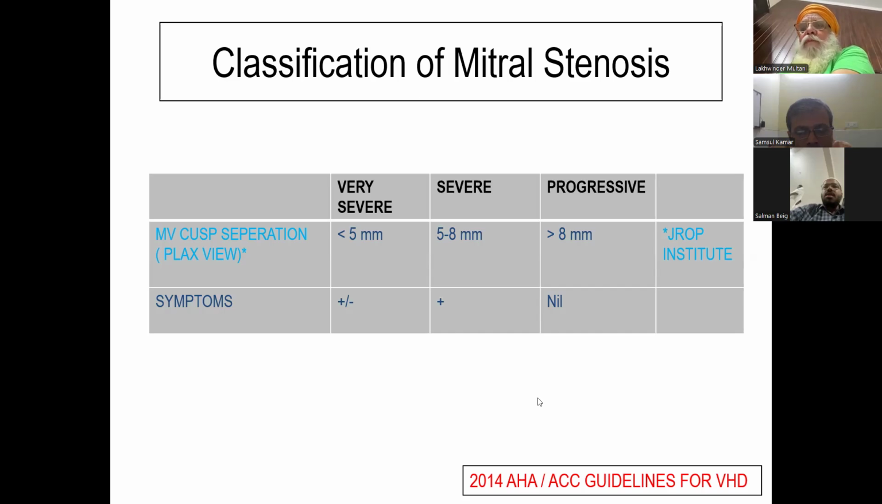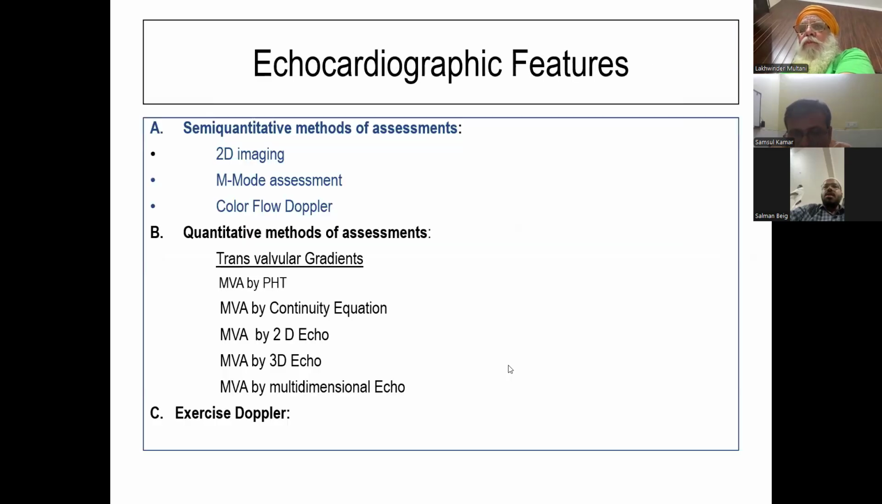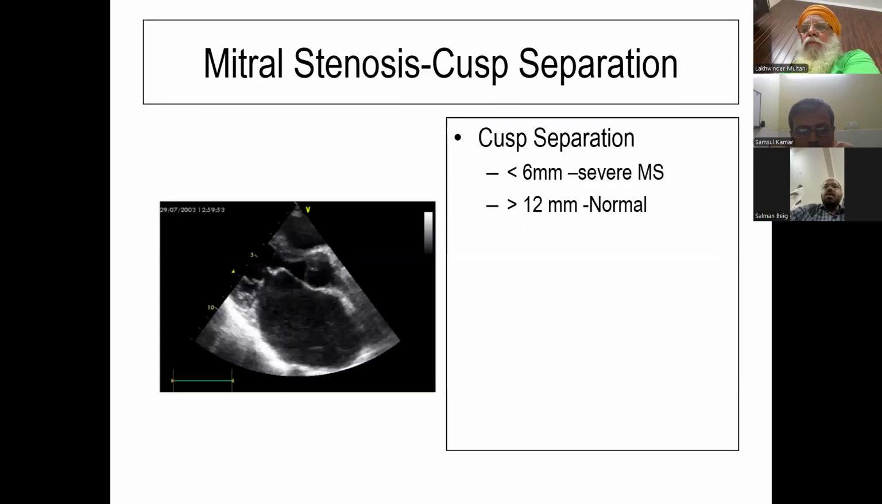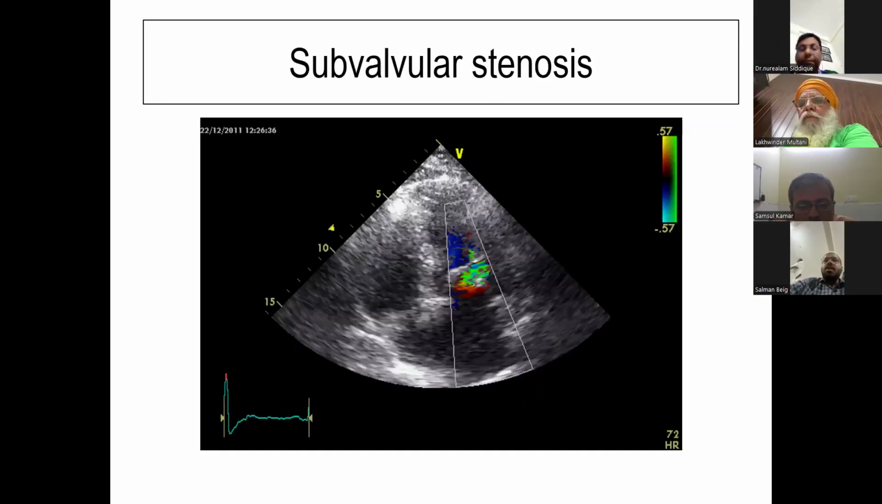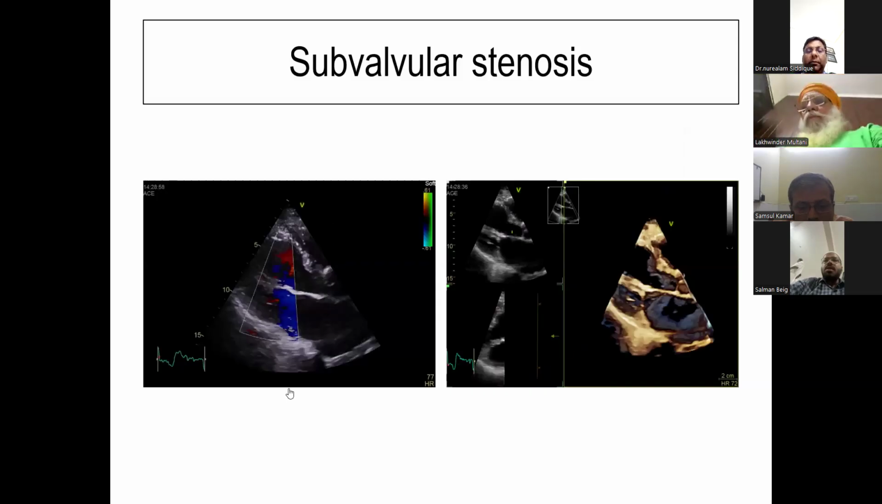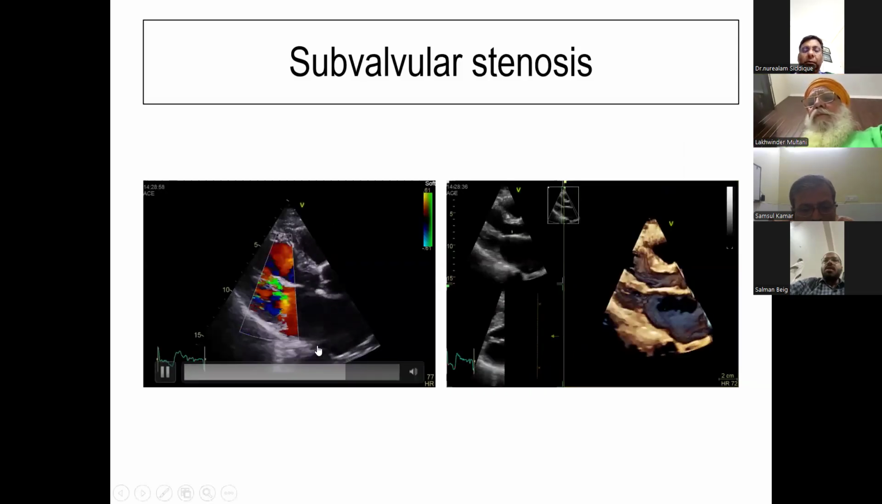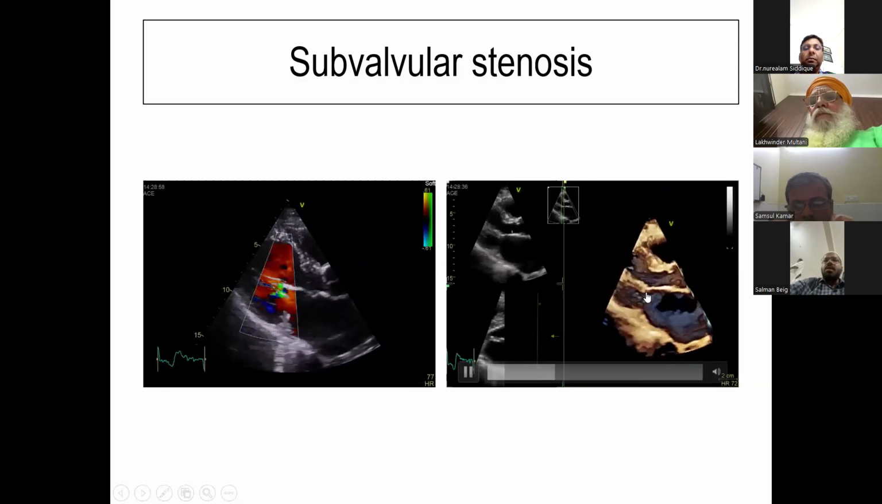Sir, if you please tell us about subvalvular apparatus measurement, how to take, what to look at. Do not do measurements. What we do is we suspect subvalvular apparatus when we happen to see this. Now look at this valve very carefully. This leaflet is opening up, correct?